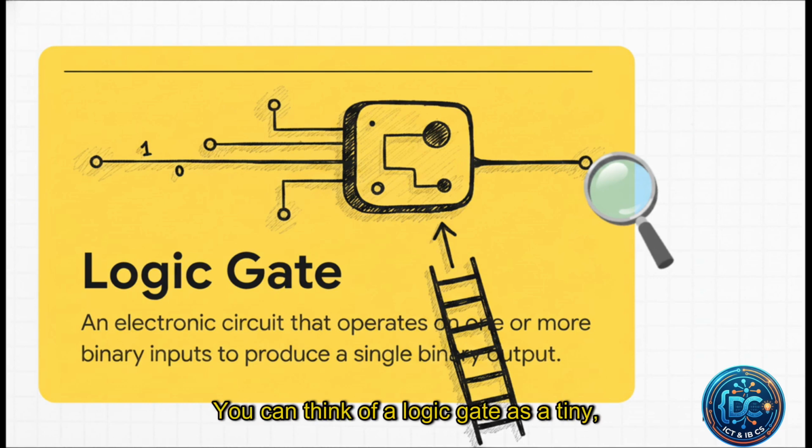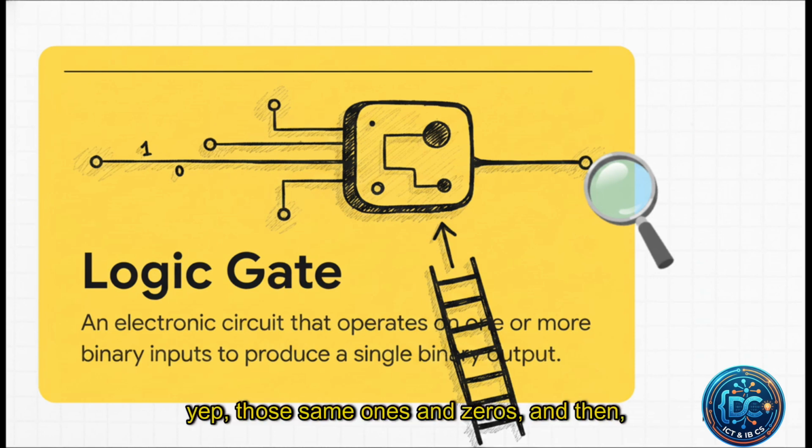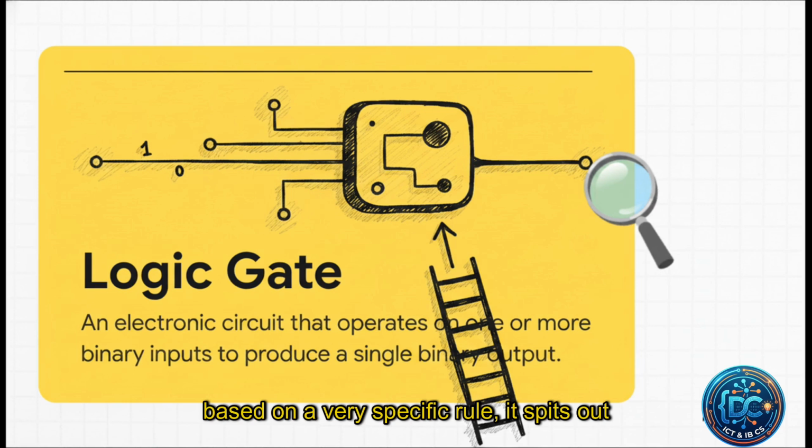You can think of a logic gate as a tiny decision-making machine. It's built from these transistors, and what it does is it takes one or more inputs, those same ones and zeros, and then, based on a very specific rule, it spits out a single output. It's really the first step up the ladder from just on-off to actual thinking.